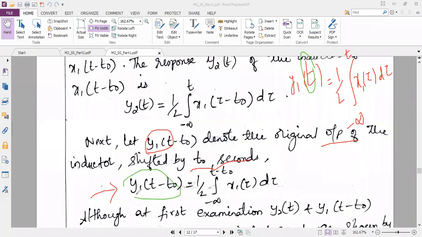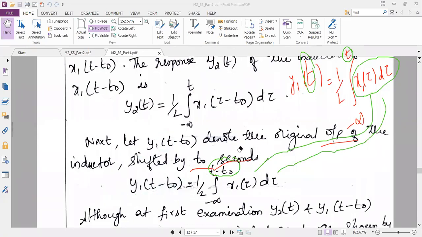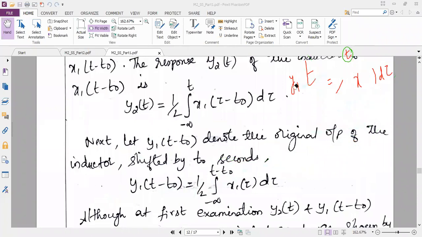So y1 of t minus t naught is equal to 1 by L, which is the same, but in the limits of integration I have one more t. That t also should be replaced with t minus t naught. And here I have x1 of tau d tau. Here I do not have any t term, so I should not use any t minus t naught concept. I will just write it as it is, x1 of tau d tau. I hope you understood how we formed the y2 of t equation and the y1 of t minus t naught equation. Keep this equation y1 of t minus t naught as equation 2.